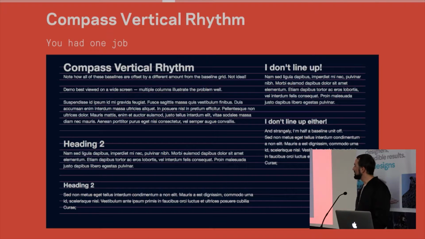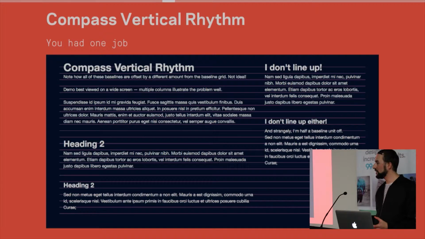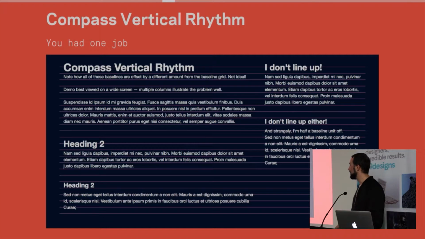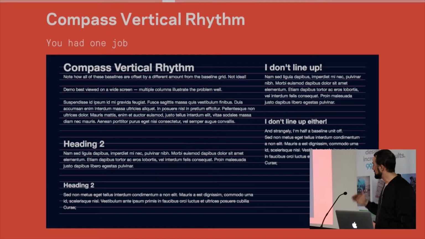I think a lot of developers cut their teeth on this concept of vertical rhythm through the vertical rhythm module that was part of Compass. What I really liked about this was it made this really simple. You had a Sass mix-in for setting up your font size, your line height, your space above and below type, and it kind of set up your type to a grid.